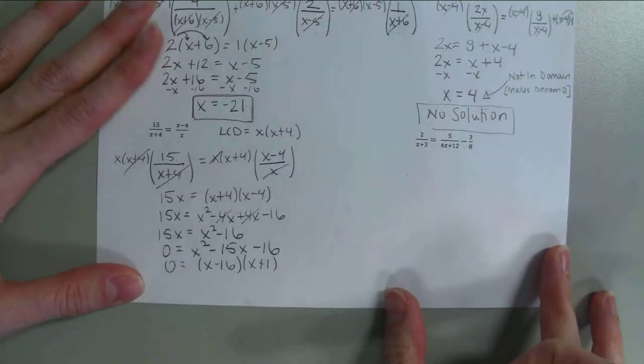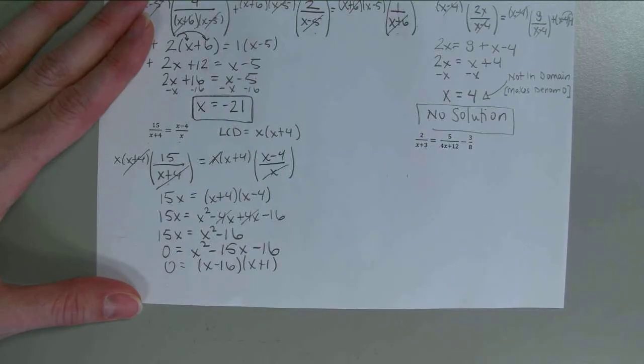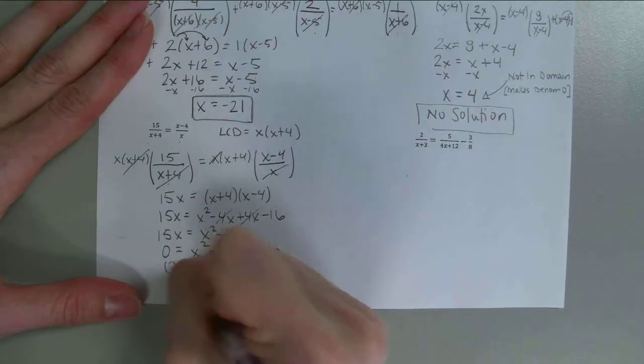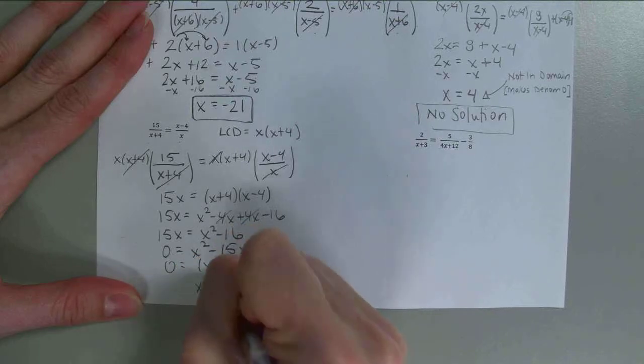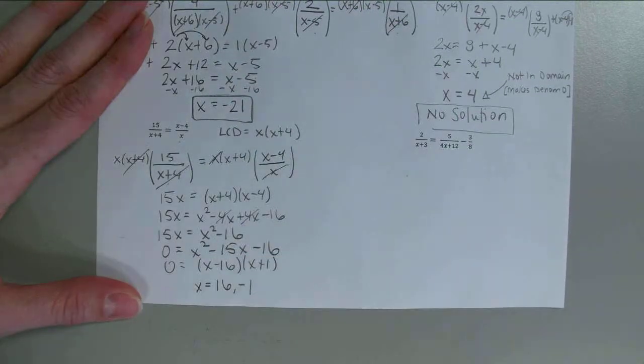So at that point, kind of like Anna said earlier, we would set each of those equal to 0 and solve. So what are our two potential answers for x? 16 and negative 1. Are both of those okay? Are both of those in our domain?